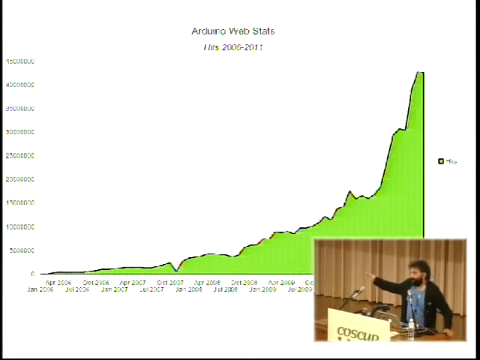I cannot give you data on the actual sales of Arduino boards because the Arduino project does not sell boards. We only make reference designs. Somebody else manufactures and sells. But I can tell you that this curve translates very much into the curve of sales from the manufacturers. So the growth of the project is exponential as of today.